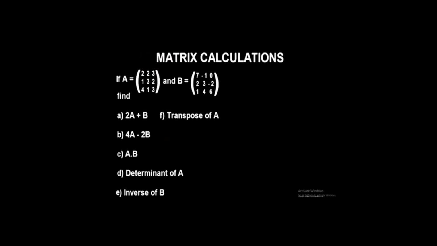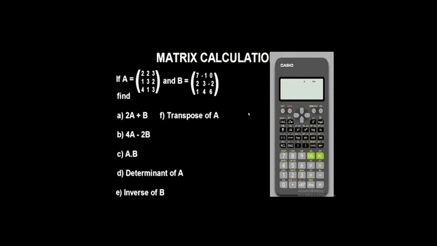In this video, we are going to learn how to solve problems involving matrix calculations using the Casio Fx-991 ES Plus scientific calculator, easy and fast for multiple choice questions. Alright, so having known that, let's get started. Let's bring the calculator. Okay, so this is the Casio Fx-991 ES Plus second edition scientific calculator.